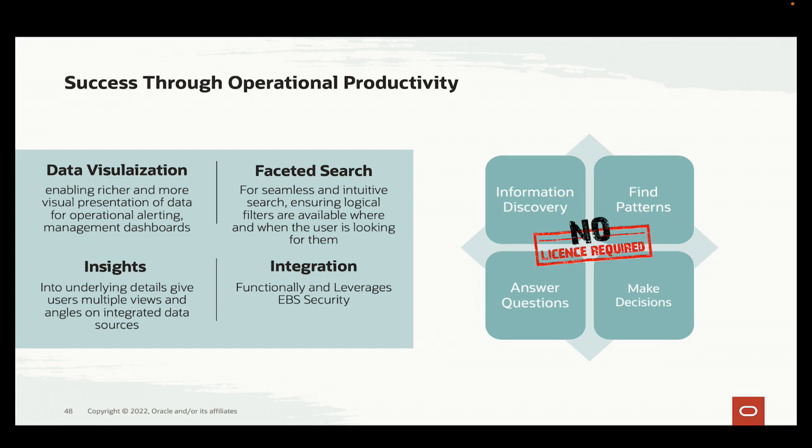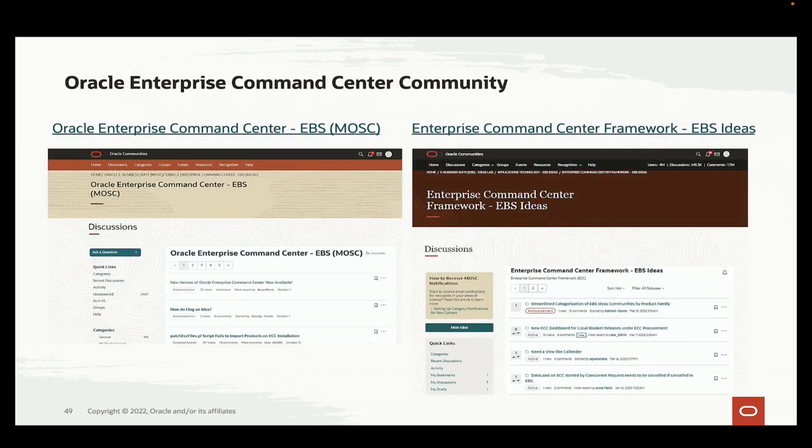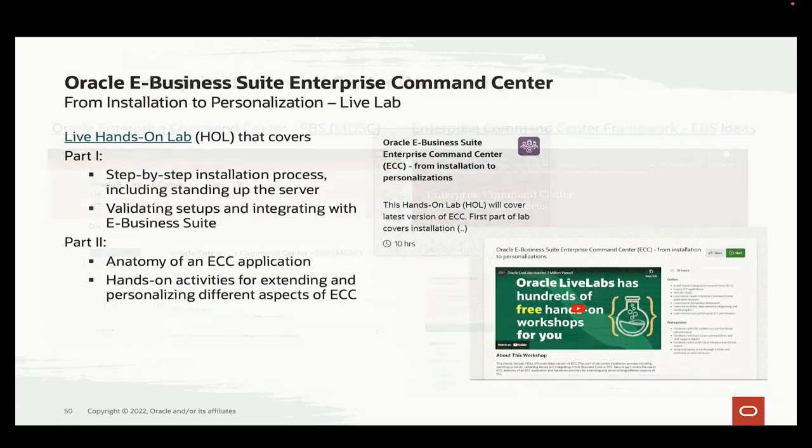We have a lot of information that you can take advantage of. Most important thing to remember from here, no licensing required. The other thing is we have a lot of ways for you to talk to us. The MOS community to ask us questions, the ideation dashboard to tell us about ideas that we should invest in in the future. We have a live lab. I did this live in the Sunday workshop of installing ECC and taking it all the way to personalization. This is something where we take advantage of OCI. You get a machine on OCI for 8 hours, and you can experience ECC for yourself. It's an excellent lab to take advantage of.